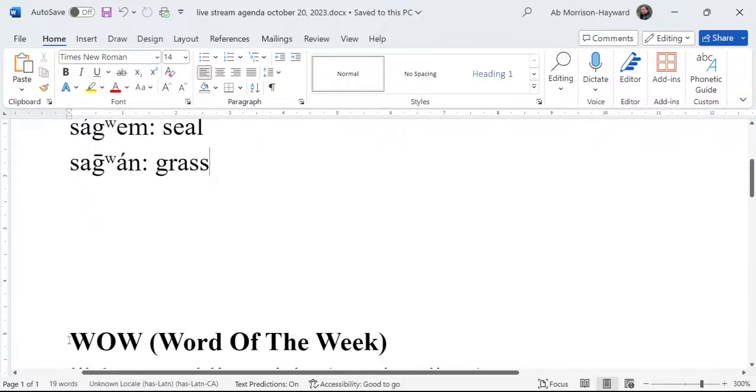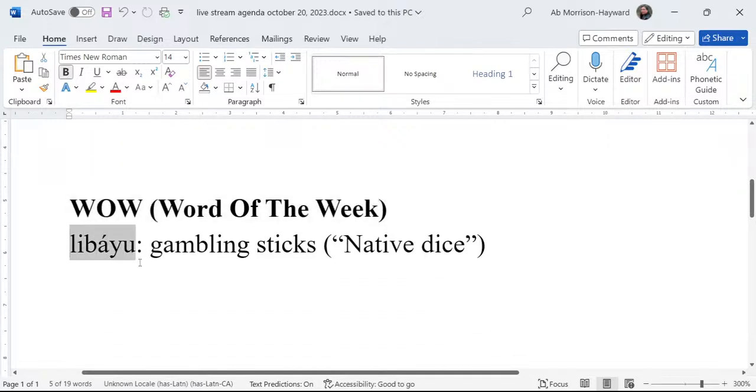Next we have wow, the word of the week, which is libayu. Li, you have an L and an I. I, more often than not, sounds like E. So L-I says li. Ba, B-A, ba. And then Y and U sound like U. Li, ba, you. Li, ba, you.